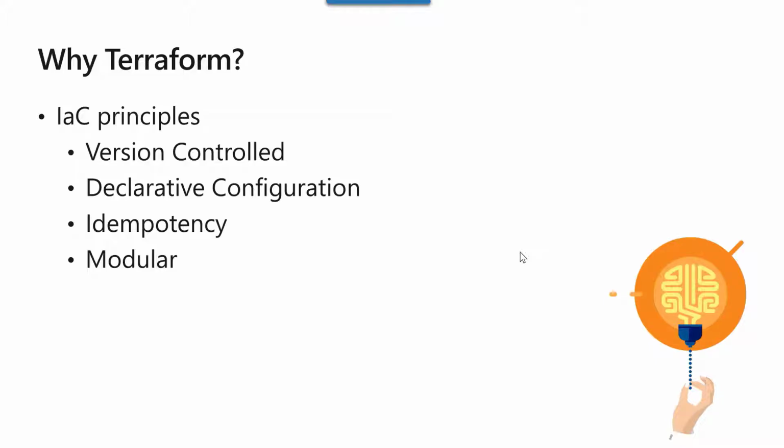Now Terraform, being one of the provisioning tools within the infrastructure as code space, supports declarative configuration, it supports idempotency, it supports a modular way of building your Terraform configurations. Now you can take all this and put it in a version control system. Now you have a process that implements all of these infrastructure as code principles. Terraform is certainly one of the best tools within the infrastructure as code space.